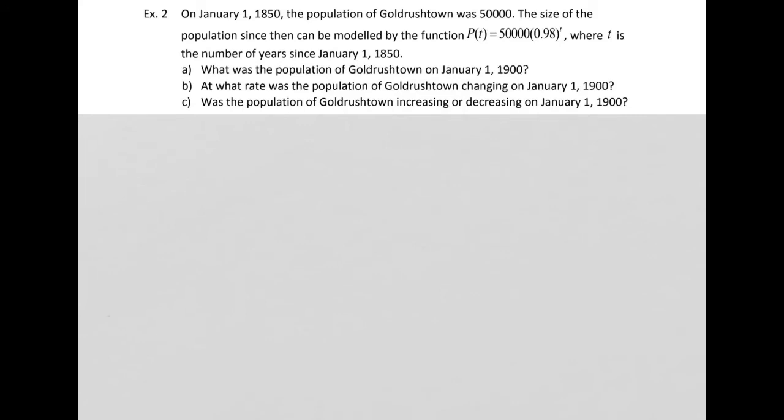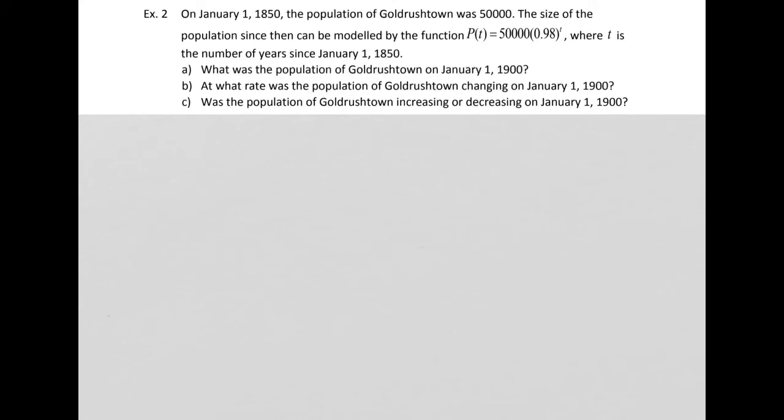For example number 2, we are going to apply the differentiation rule for exponential function onto a word problem. Now let's read the question. On January the 1st, 1850, the population of a town was 50,000, and the size of the population can be modeled by the function P, which means the population, T represents number of years, which is 50,000 times by 0.98 to the exponent T. As you can see, this base is lower than 1, so we know it is going to be exponential decay.